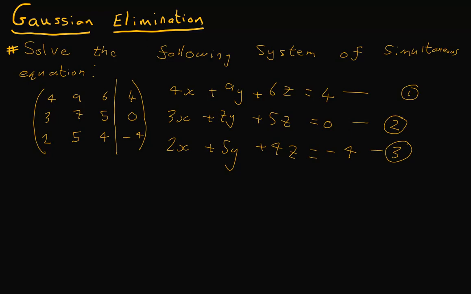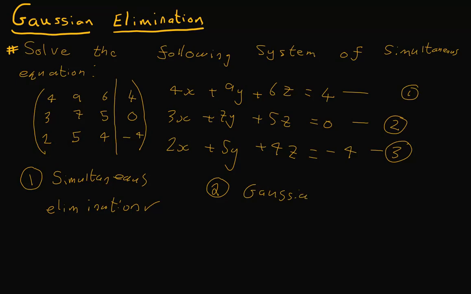There's two methods for solving these. Method 1 is to use normal simultaneous elimination. I'm going to write simultaneous elimination, and we will do that one. And there's Gaussian elimination. Gaussian elimination takes a normal matrix like we've got here and puts it into echelon form.